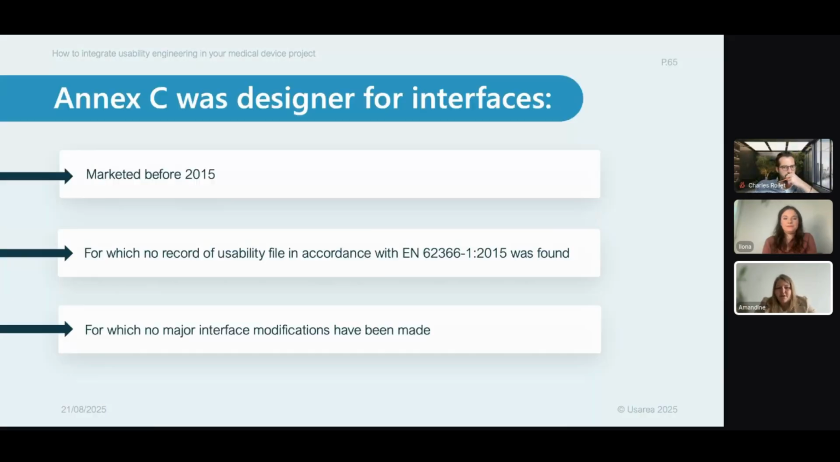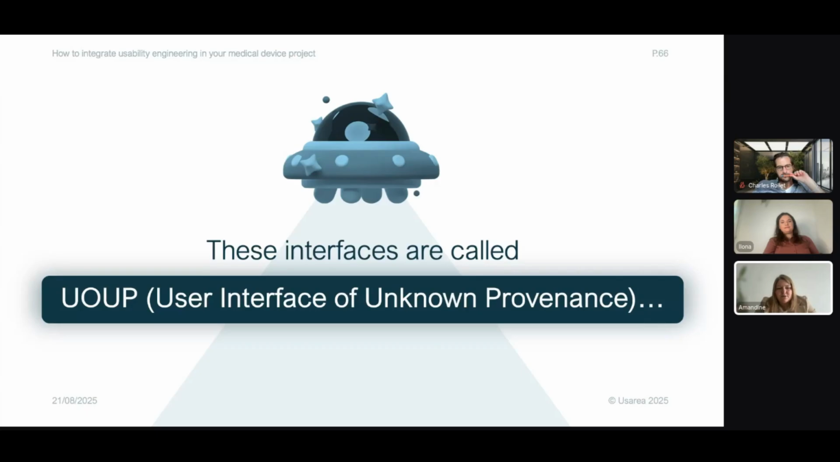Because if you have designed a device in 1990 and you have modified everything in 2014, it doesn't work because you don't have enough data to do the process. And so this is what we are. These interfaces are called UP, for user interface of unknown provenance, because they are unknown from the usability engineering process according to the 2015 version of the standard.